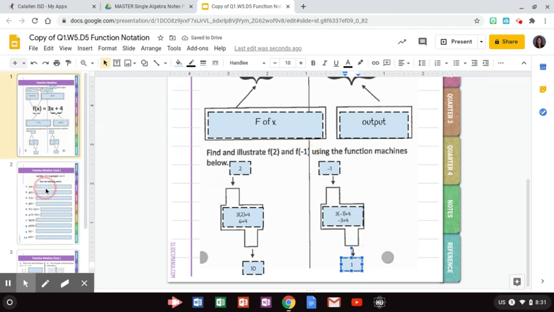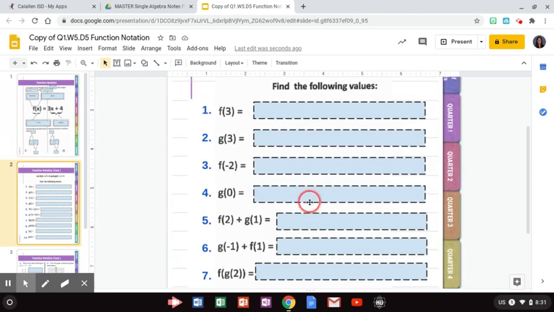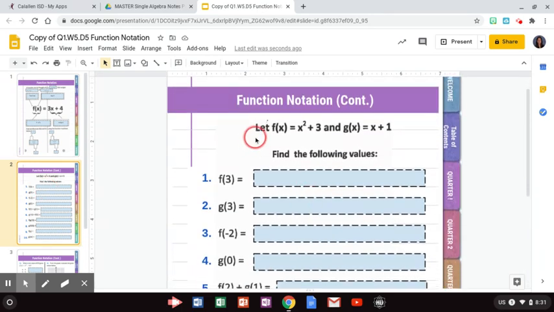Page 2. On page 2, we have a whole bunch of problems where F of X is X squared plus 3, and G of X is X plus 1. So really, the first problem says find F of 3. Since we're only looking at F, we're looking at this function right here. I don't care about this one over here right now. I only care about the F.